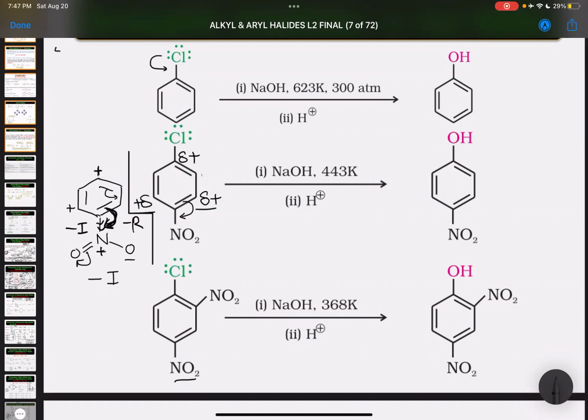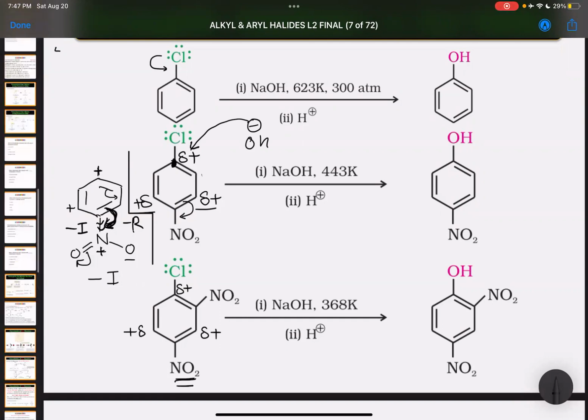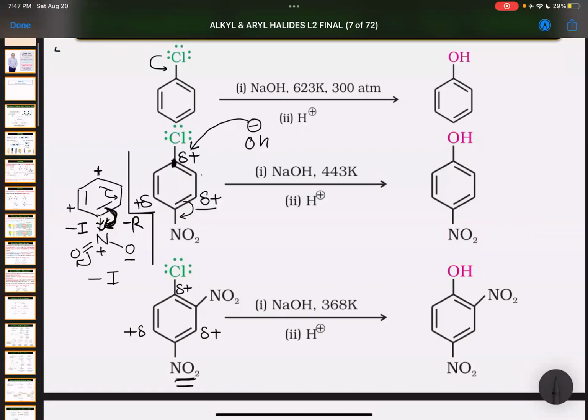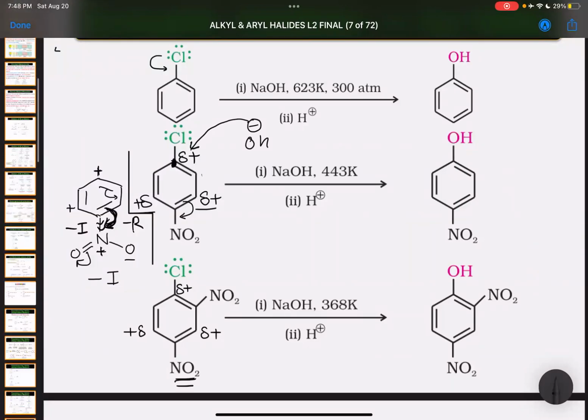But we are not interested in plus charge at every position. We are interested only at this position. So what it will do? It will make the attack of OH easier. And if there are two NO2 groups, due to this NO2 you will have plus charge at this position, this, but you need to write the resonance structures. You need to have the resonance structure which we discussed earlier also. Okay, I think I showed you the resonance structure earlier.